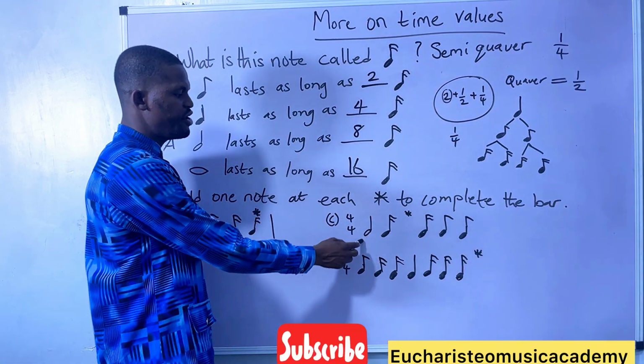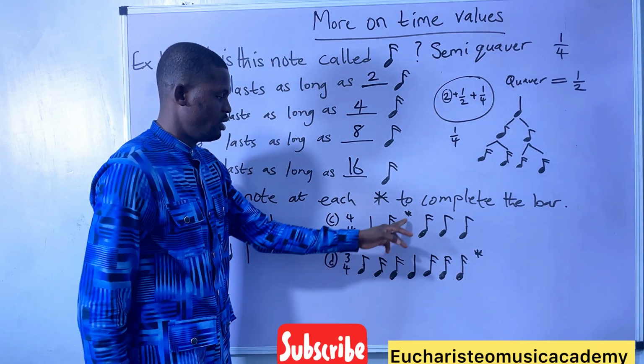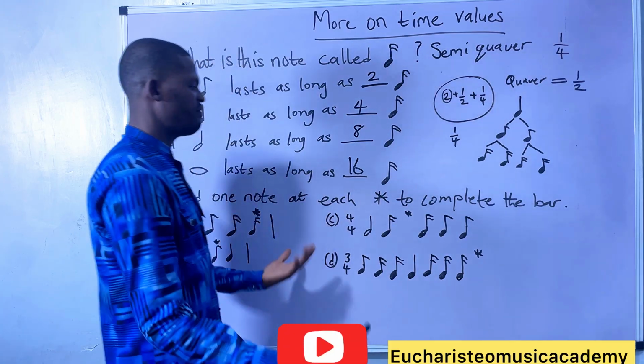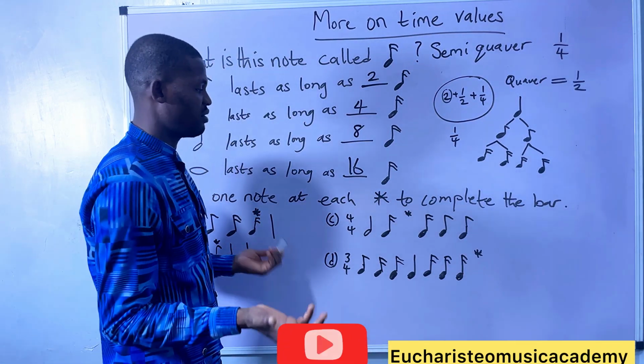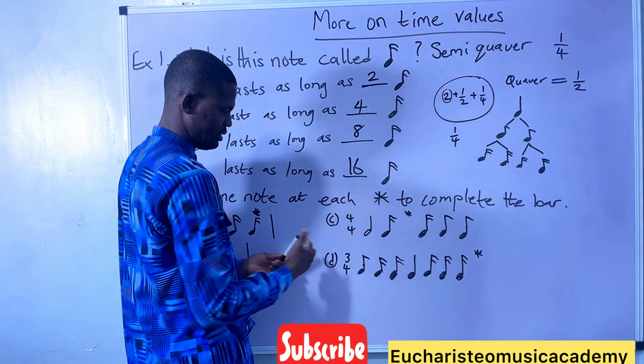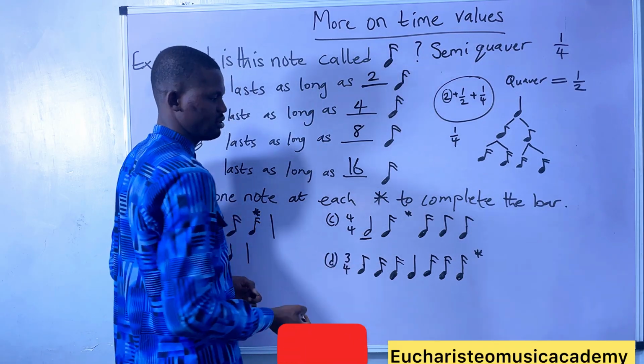4-4. We have 1 semi-quaver, there's a note missing here. 1 semi-quaver, 1 quaver, and 1 quaver. Very simple. Looking at it, I've gotten my answer already. This is 2 beats. This is 2 beats.